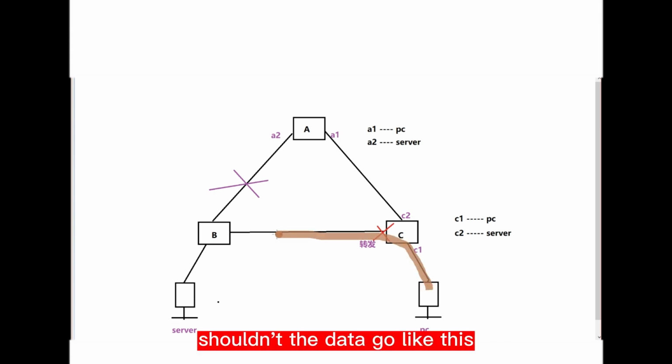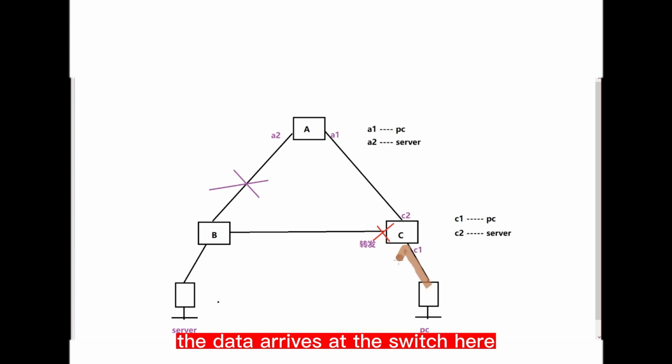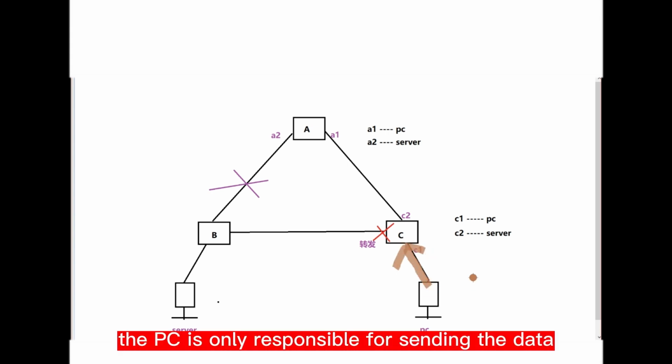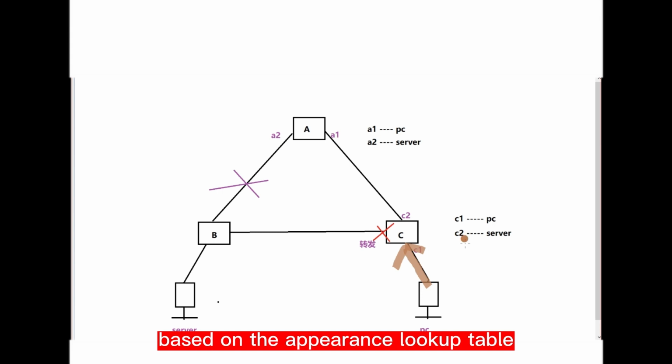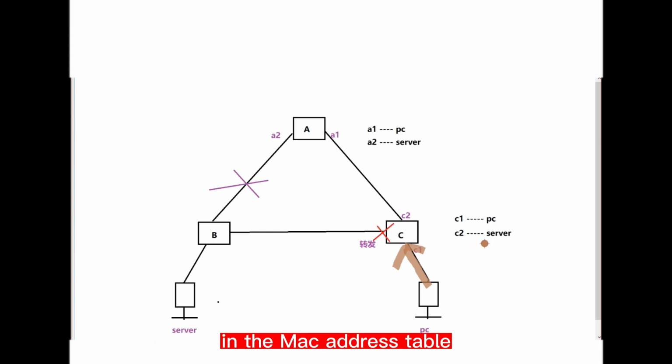Shouldn't the data go like this? How could it go up there? We have a question. The data arrives at the switch here. The PC is only responsible for sending the data. The switch forwards based on the lookup table, the MAC address table.